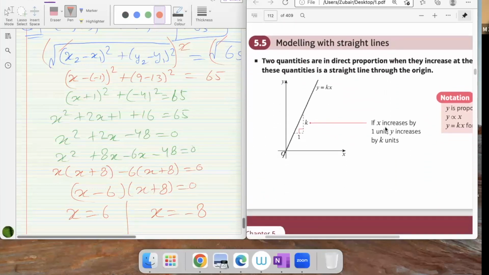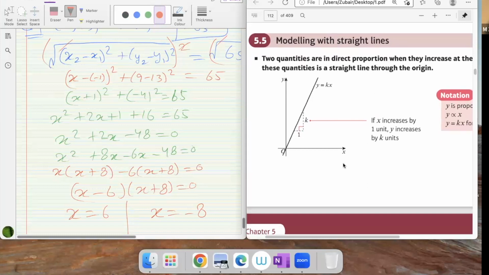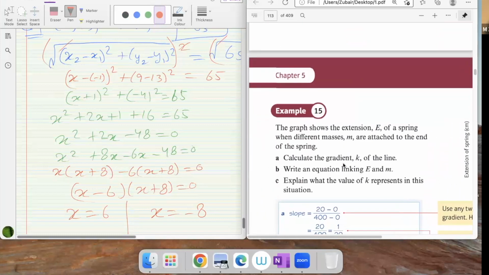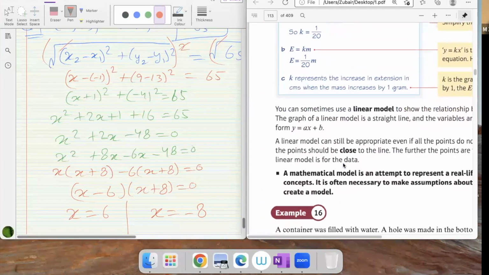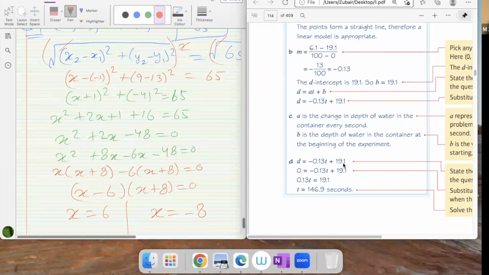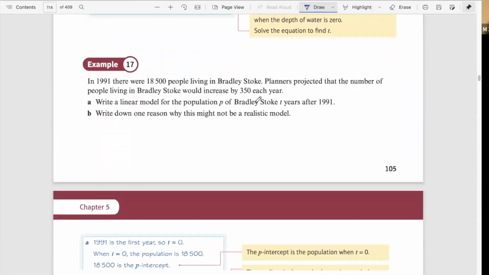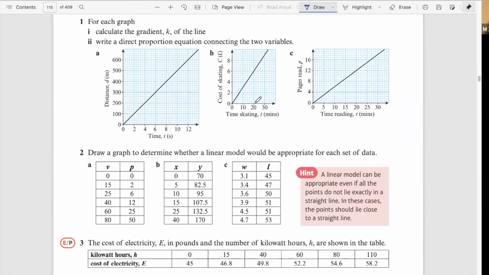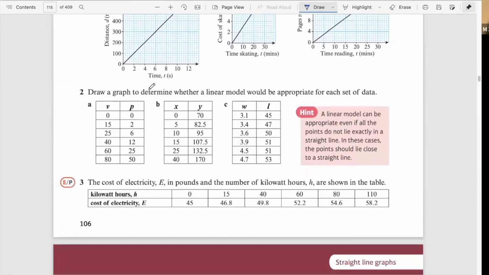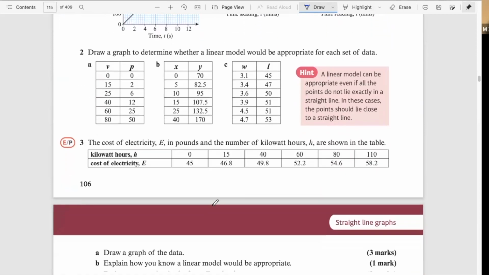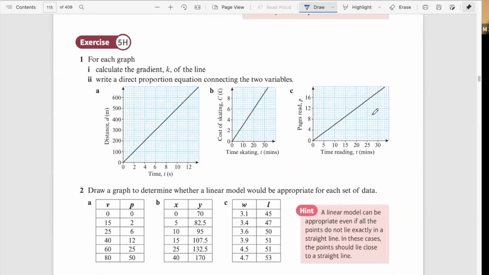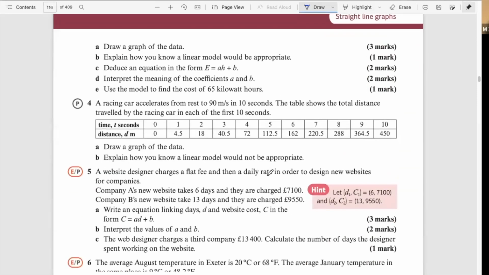Okay, modeling with straight lines. This is just the practice. In the exam, you have to do it by hand, that is, drawing the straight line on the graph page. Let's try an example. For example, it says draw the graph and determine whether a linear model would be appropriate for the set of values. So we plot these values and then we comment by looking at the graph.